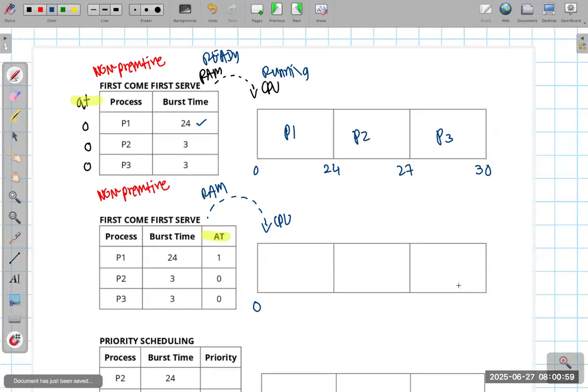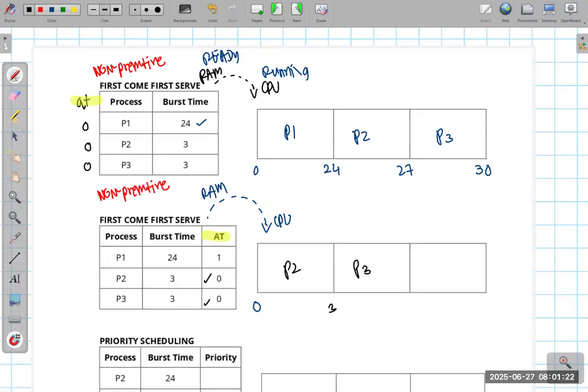Okay, can you tell me what is the first process that will be taken in? Which process will the CPU take in first? Is it P1, P2 or P3? Exactly, it's P2. P2 will be given 3 units. After completing P2, it will go for P3 because of the arrival time.